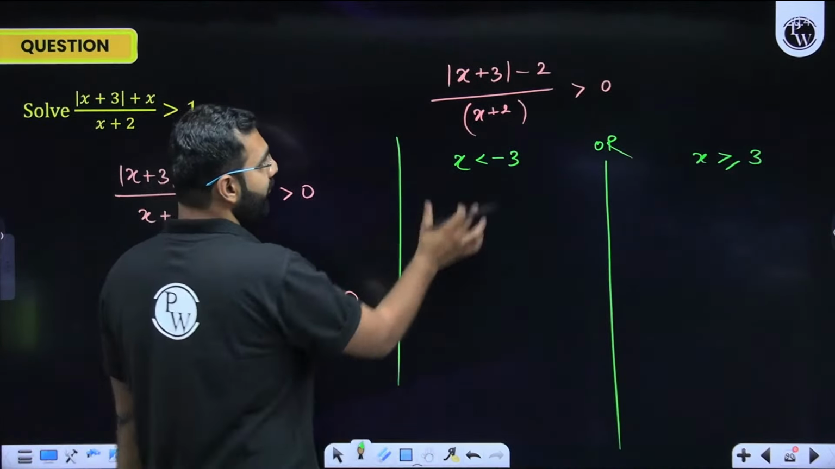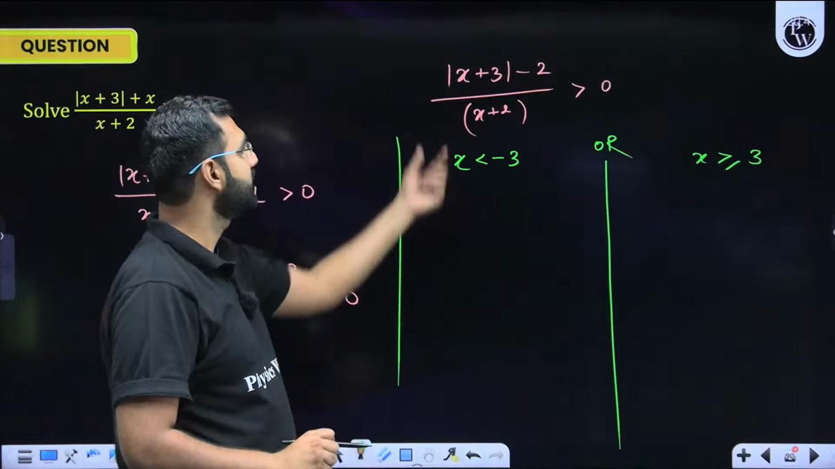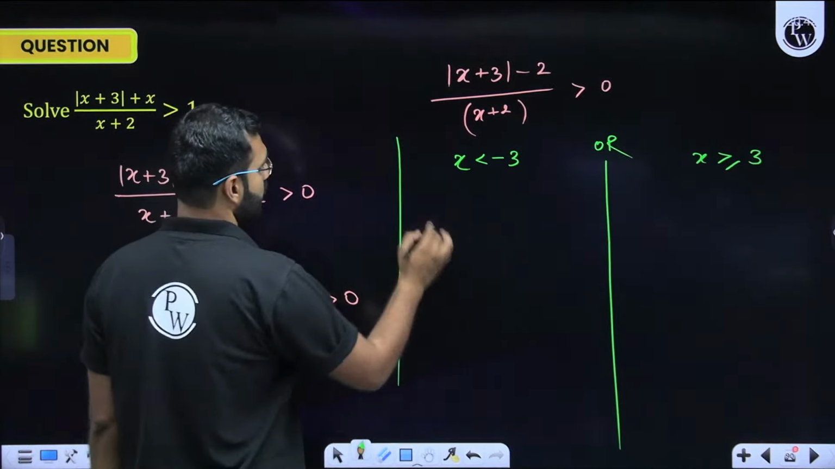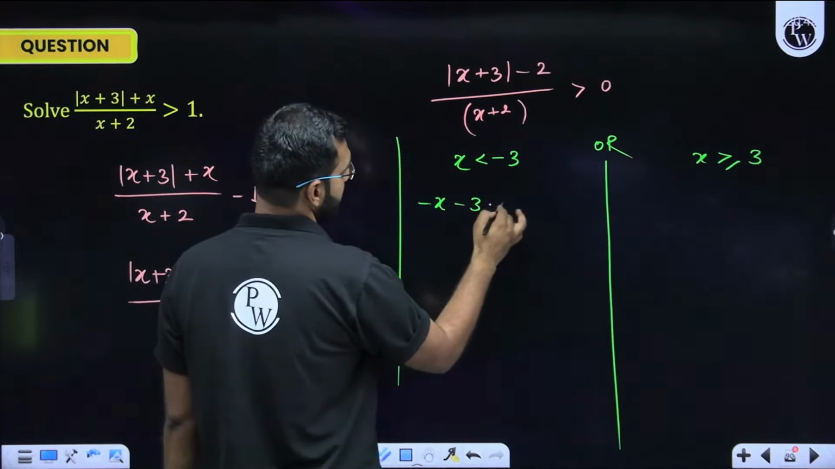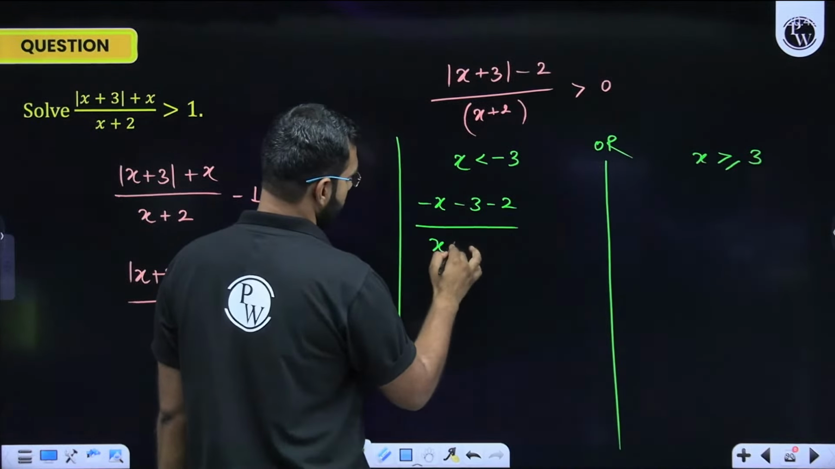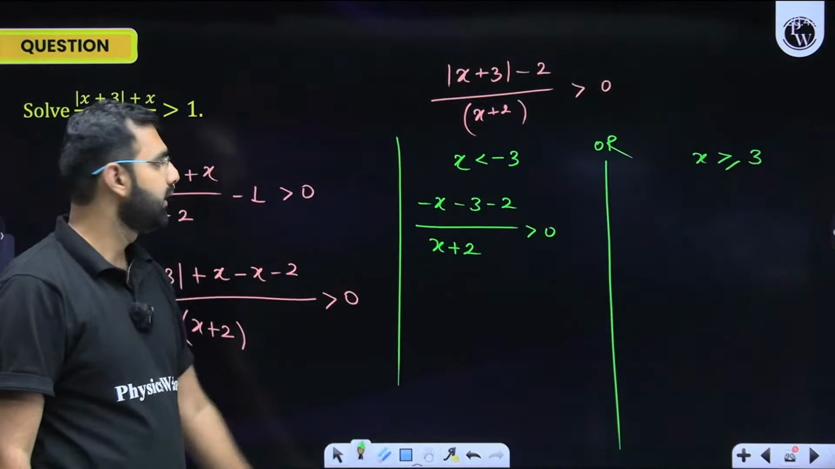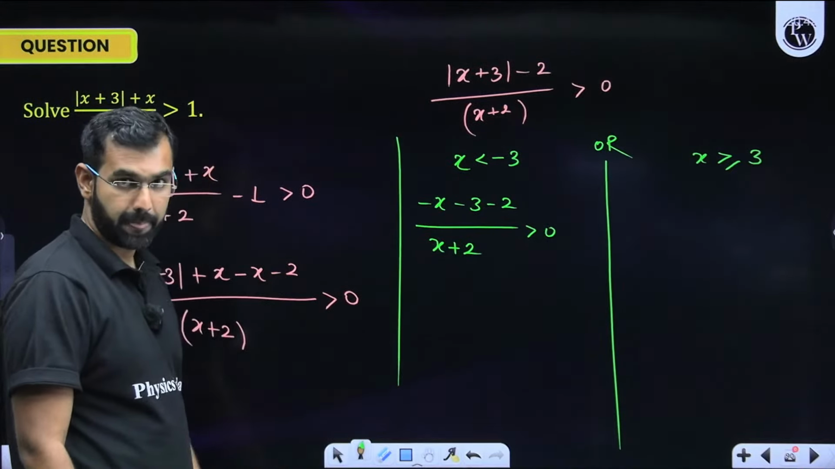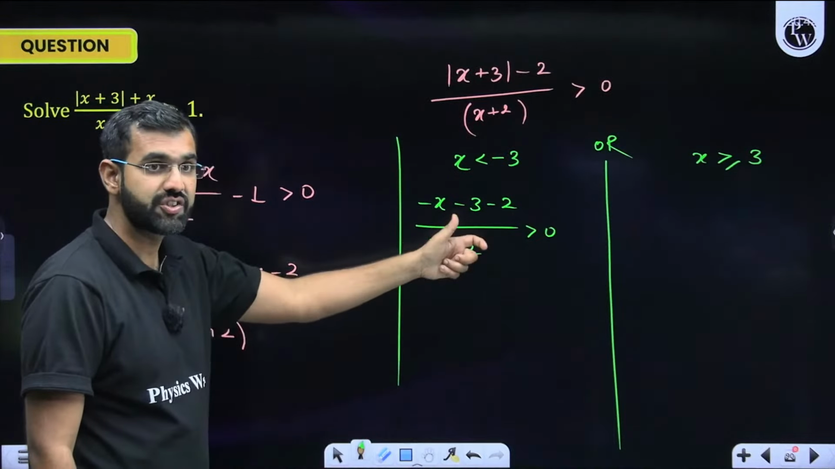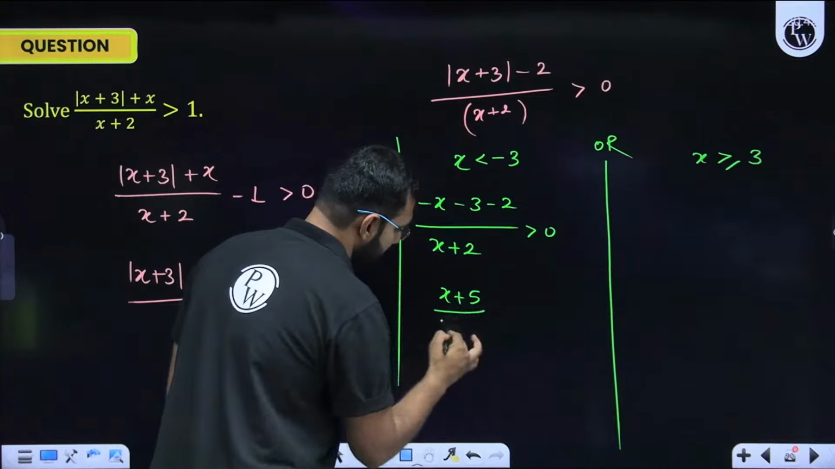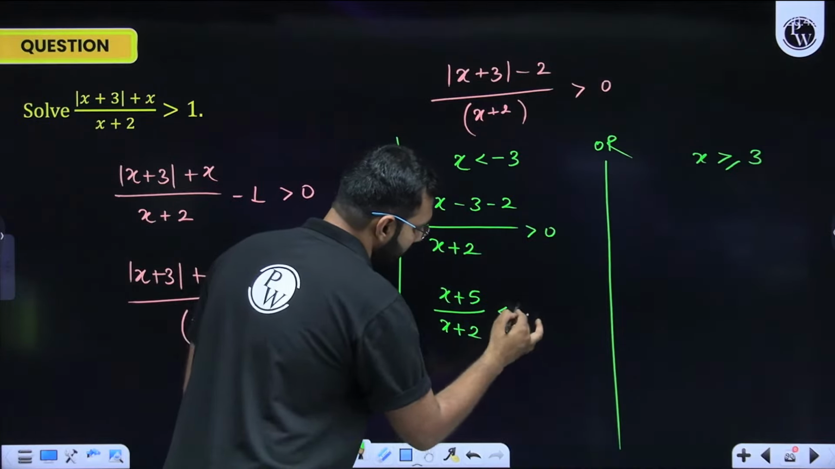Now, if x is less than minus 3, which means this x plus 3 will be negative. So this modulus opens with a negative sign. So it will be minus x minus 3 minus 2 divided by x plus 2 to be positive. From here, if I take the negative sign common, it will be x plus 5 in the numerator, and that negative sign will change this sign. So here it will be x plus 5 divided by x plus 2 to be negative.